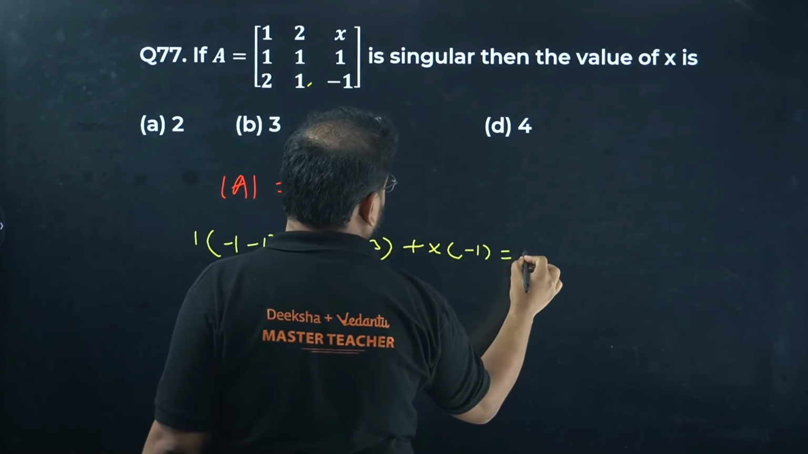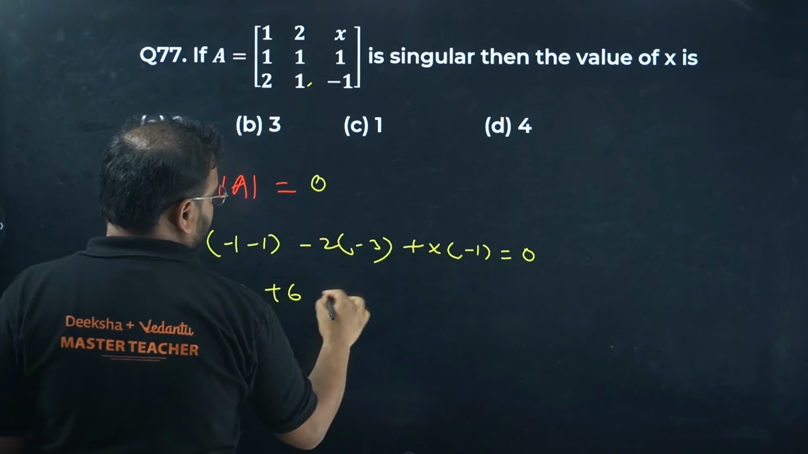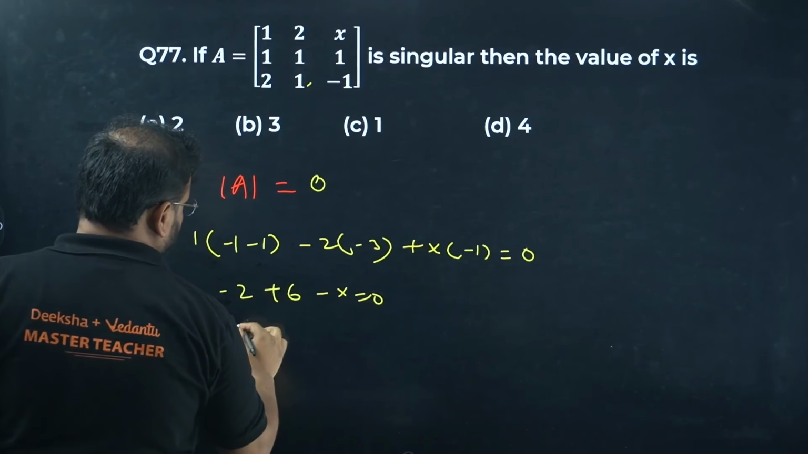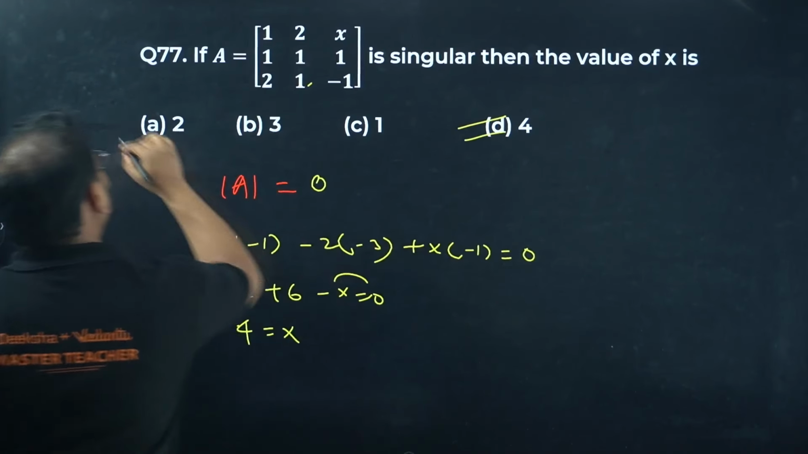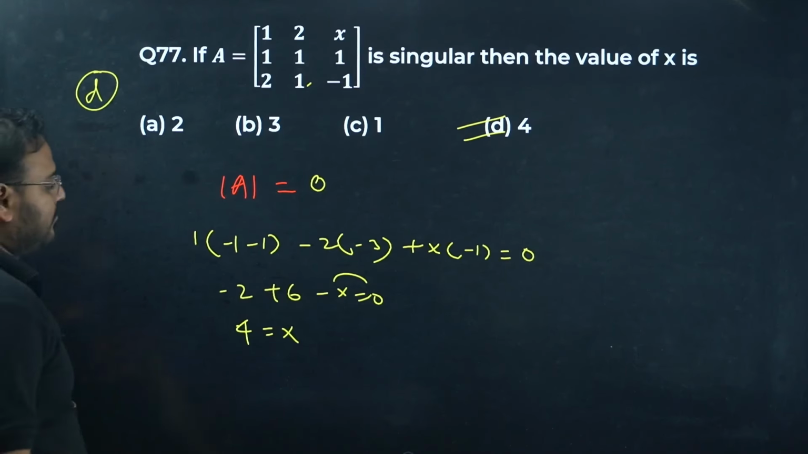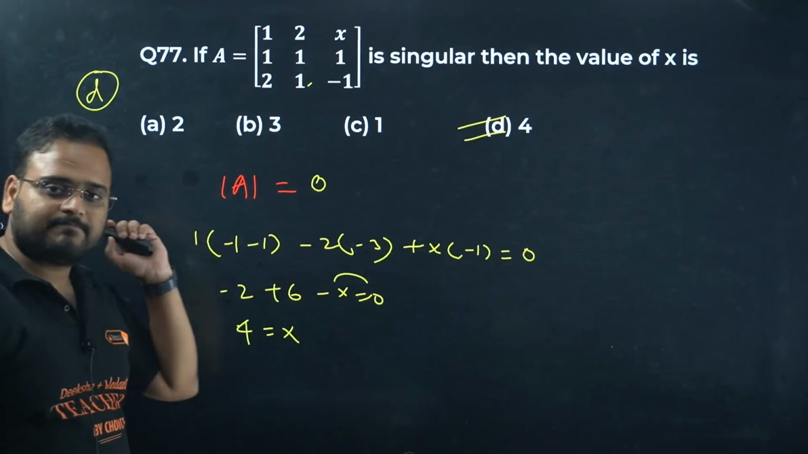-1. This will be what? 0. I get here -2 plus 6 and minus x. Answer is coming as 4 equal to x. Move on this side. Answer is D. Answer is D. Solve it. Not sure? Do the calculation.